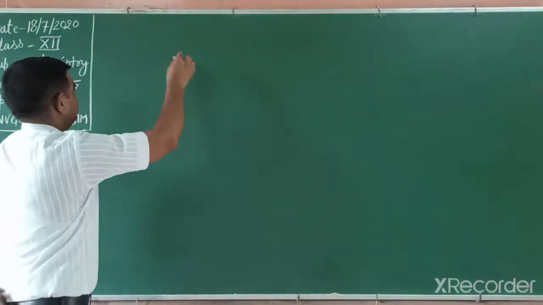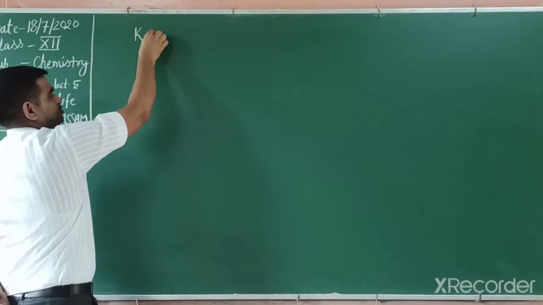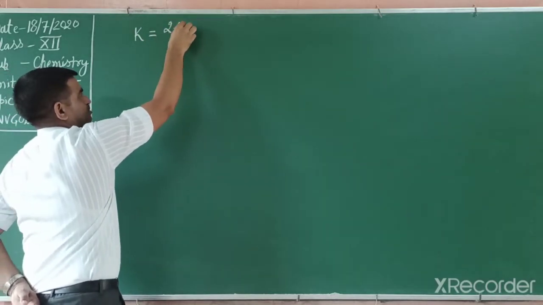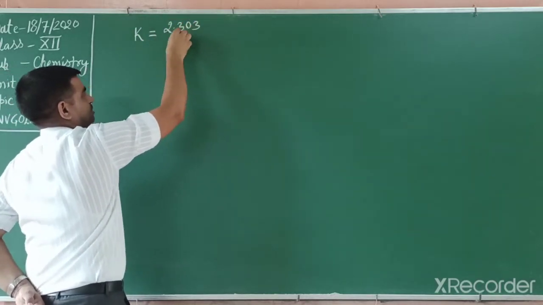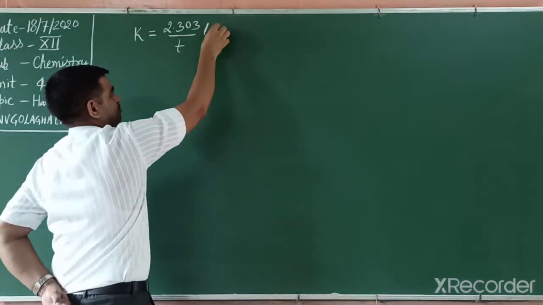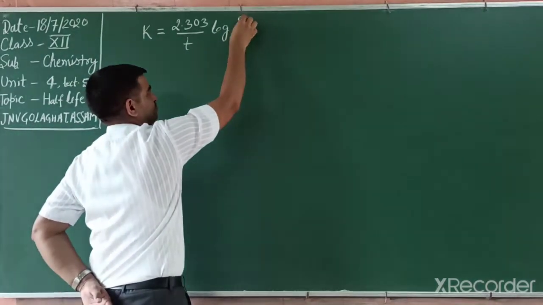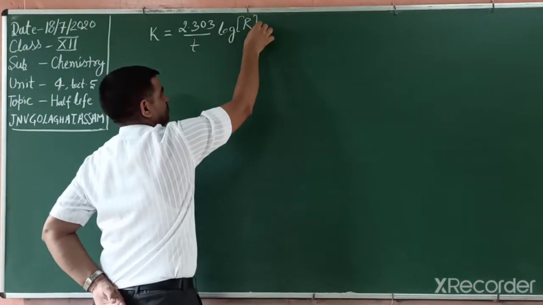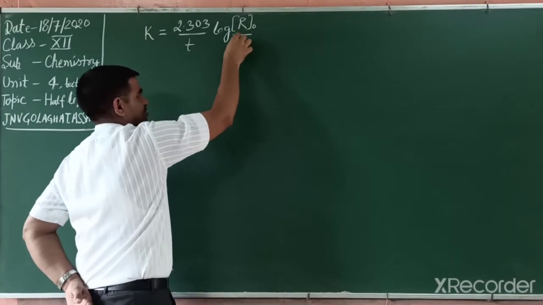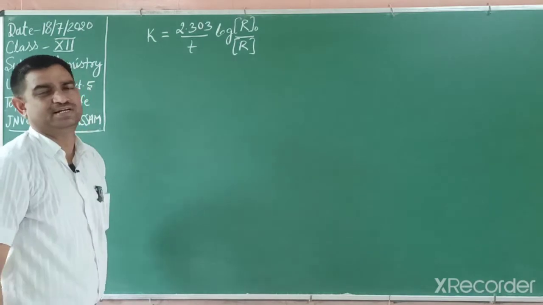The integrated rate equation means k is equal to 2.303 divided by t log R naught divided by R. This one is the first order integrated rate equation.